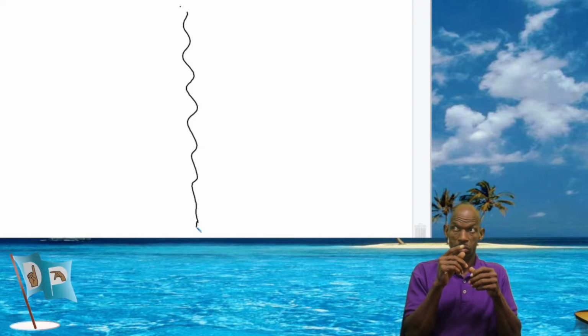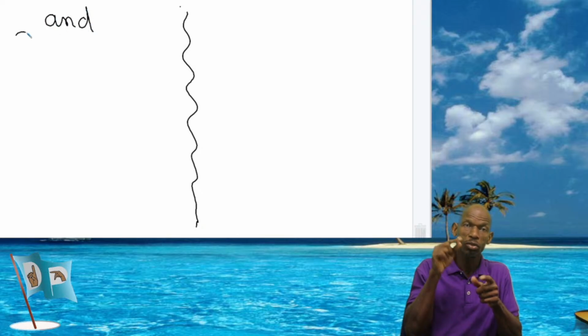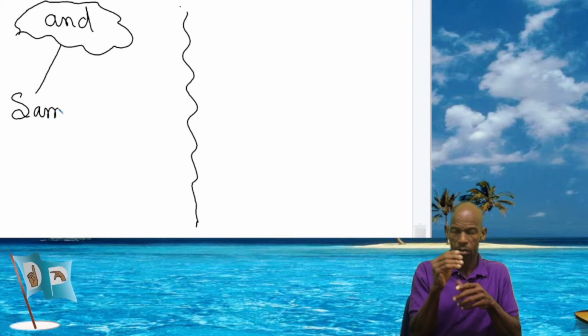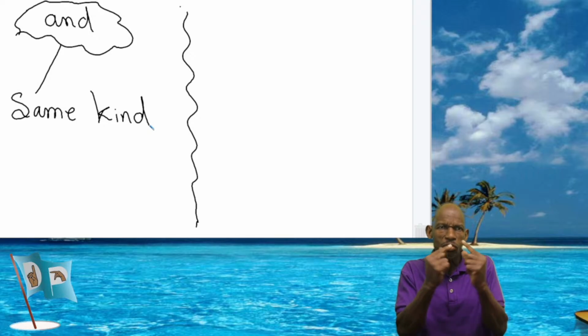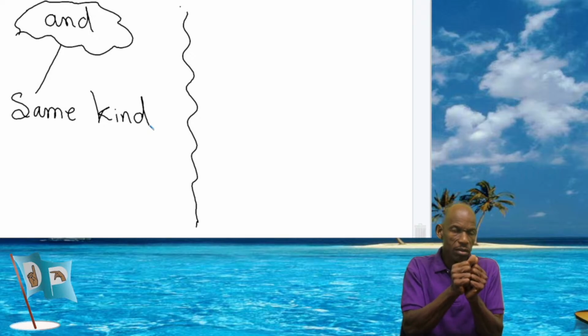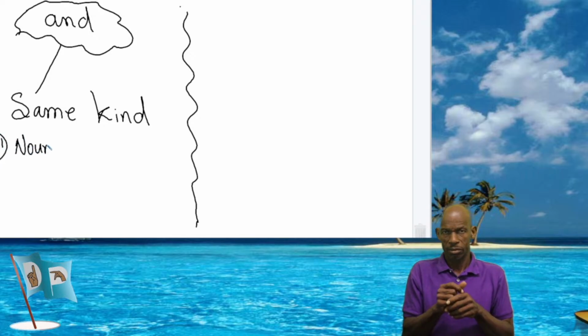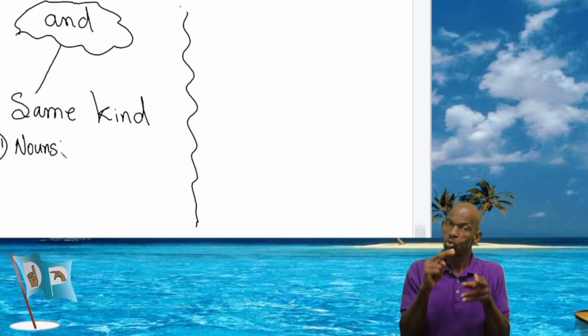So we have using "and". We have "and" on this side. When we're using "and", we use "and" with words that are the same kind. We use "and" to join words that are the same kind. We talked about nouns. Nouns are the same kind of words.